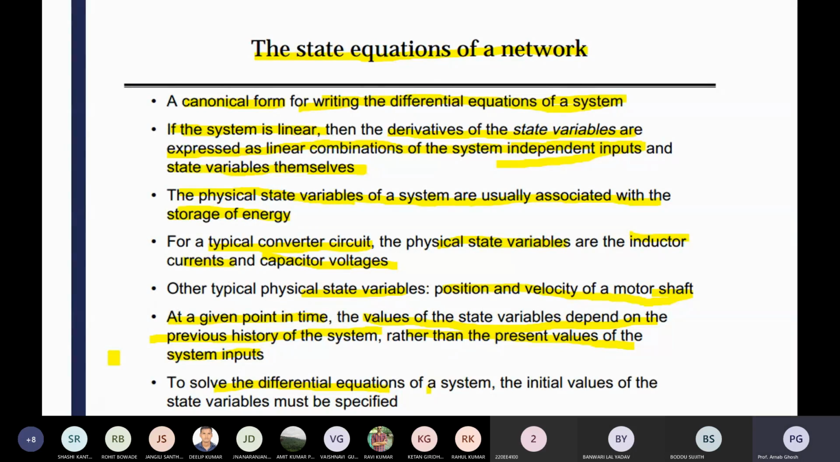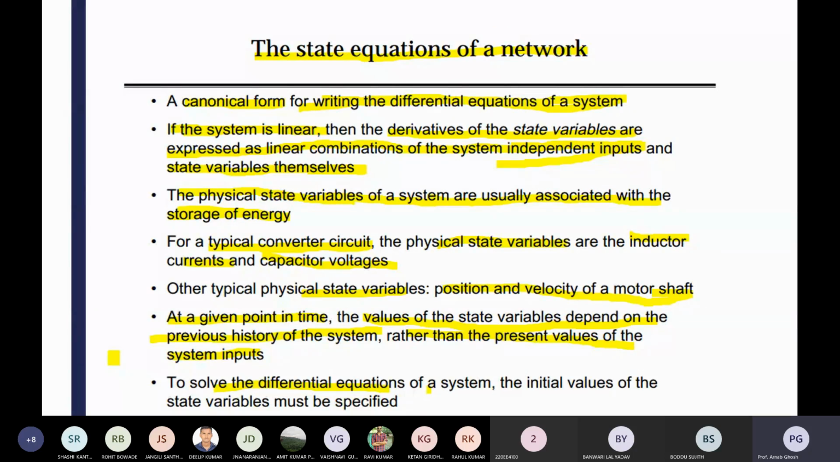Trajectory means locus. Locus of what? Locus of roots. What type of roots? The roots of that converter, or of any dynamical system, are normally known as eigenvalues. Those roots are your eigenvalues, and they change with your initial values. So the locus of that path is most important.